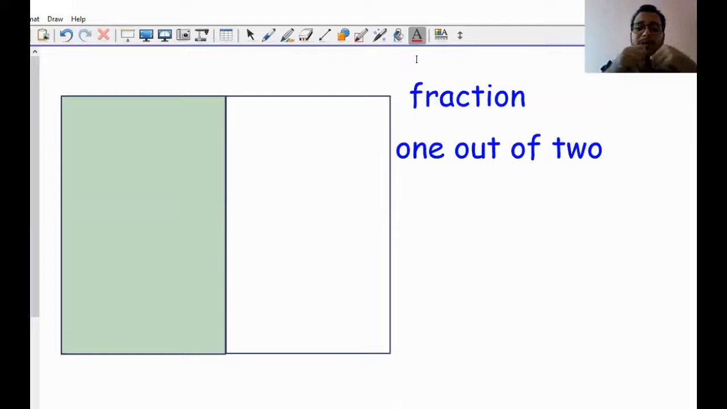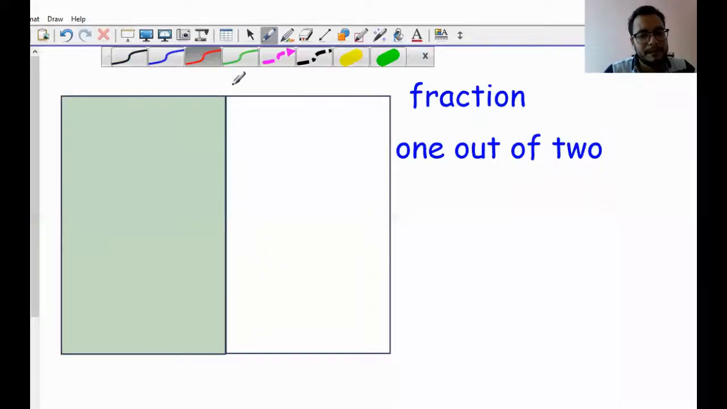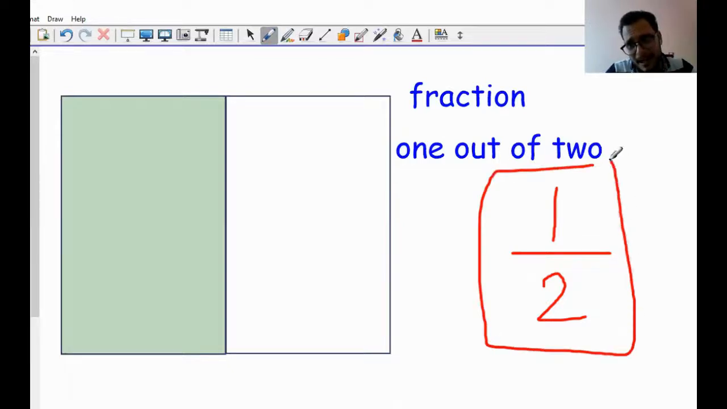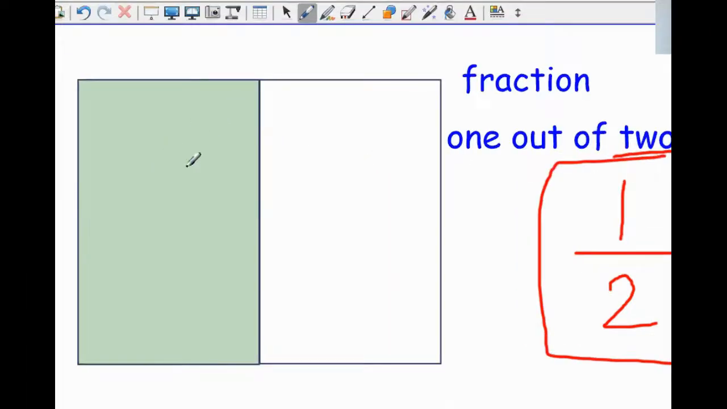But we are in a math session, so we should use numbers. How can I express a fraction using numbers? I said that this is 1 out of 2. So I will write a line, and we call it a fraction line. How many equal parts do you see? I see two equal parts. How many parts are colored? One part is colored. So this is the fraction that represents the colored part.